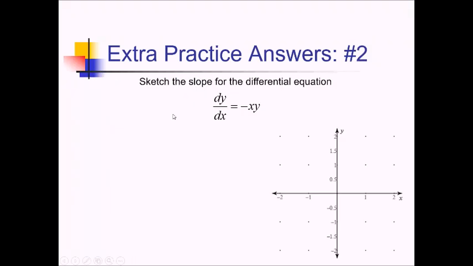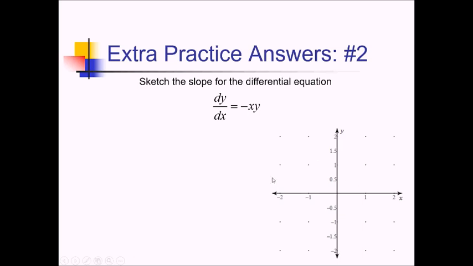On this problem, they just want us to sketch the slope for this differential equation. So we have a slope field here, and it looks like there are 25 different points that we need to put this in. So I'm going to set up my own little table grid organized the way this graph is.